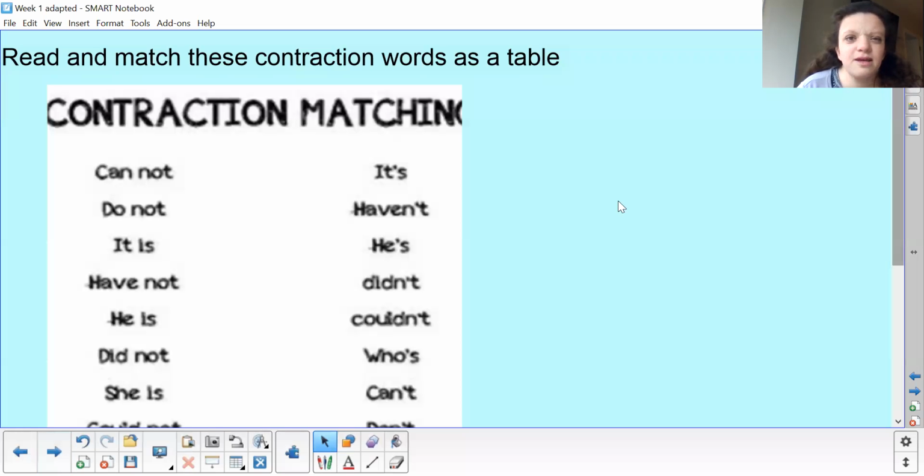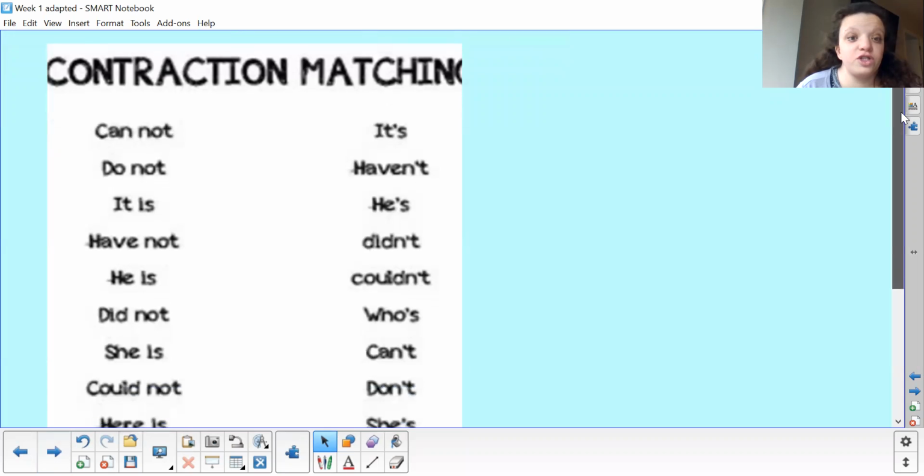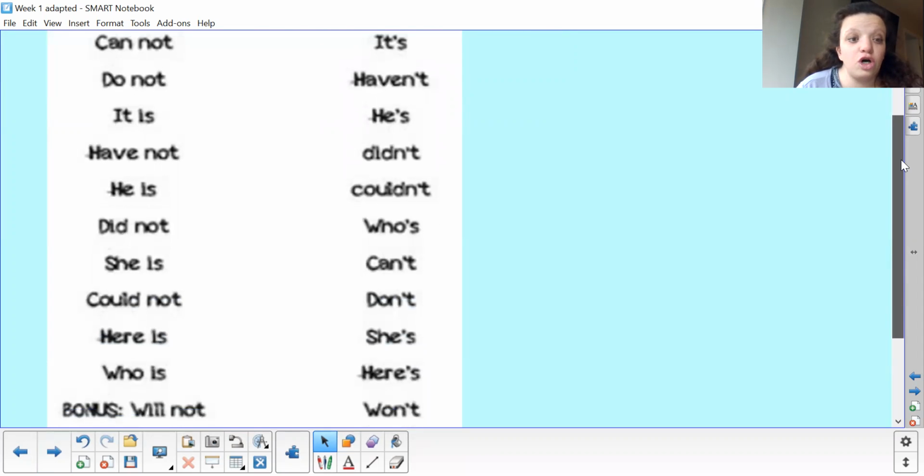So we're going to have a go now at doing some matching of contractions. We talked about contractions a lot last term, and we looked at how a contraction is two words pushed together to make a shorter word. But then we take out some of the letters, and in place of those letters, we put an apostrophe. So on this side, we've got the words of how they were before they were pushed together and made into a contraction. And on this side, we've got the contractions. So on your table, on your books and your papers or whatever you're using, pause the screen and have a go at matching the words on this side to the contractions on this side. Off you go.